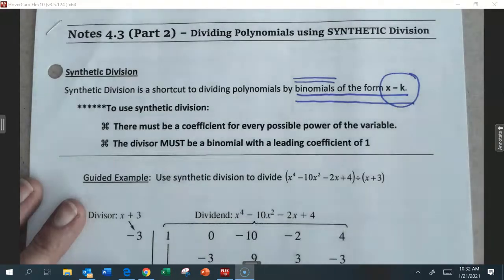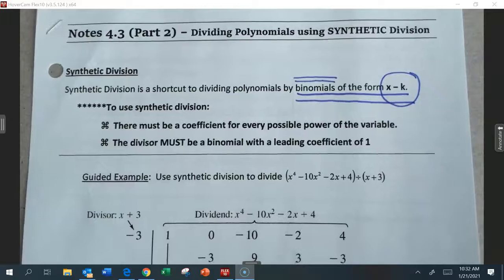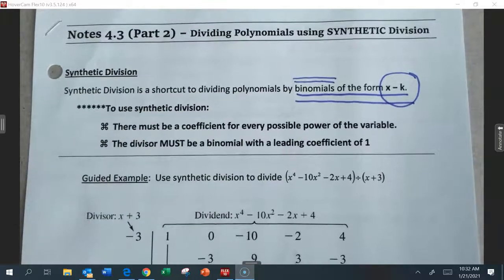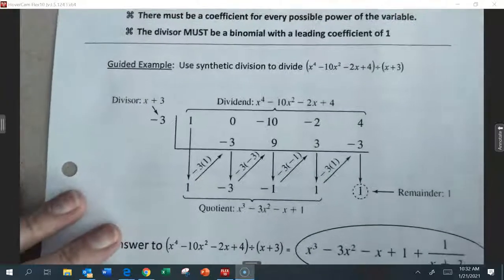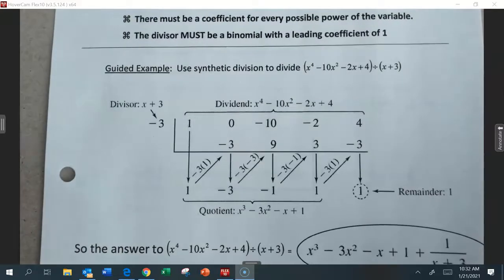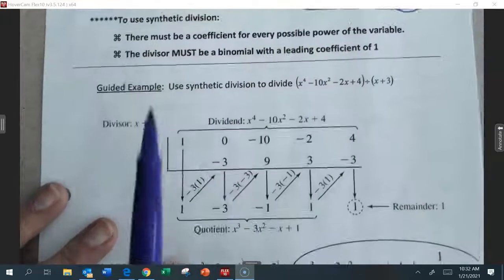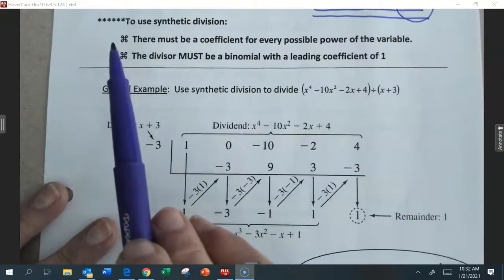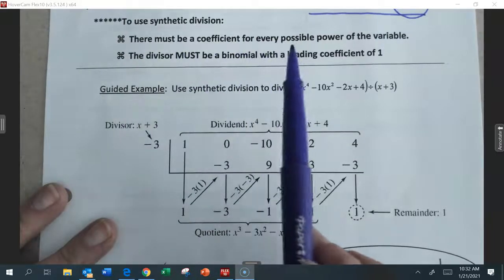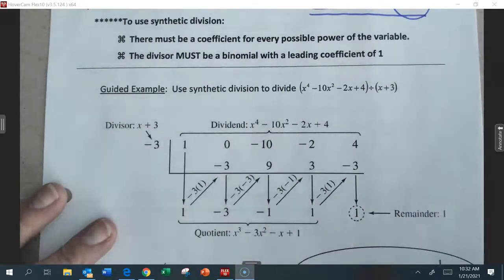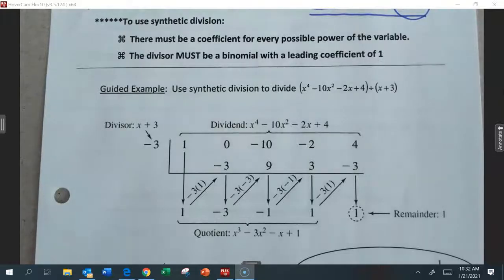Now this first one, if you want to write over the numbers, that's fine, but really what I'm going to do is show you how this division works, okay? Notice the other bullet up here before I move forward. It says there must be a coefficient for every possible power of the variable. And if you're going, what does that mean?